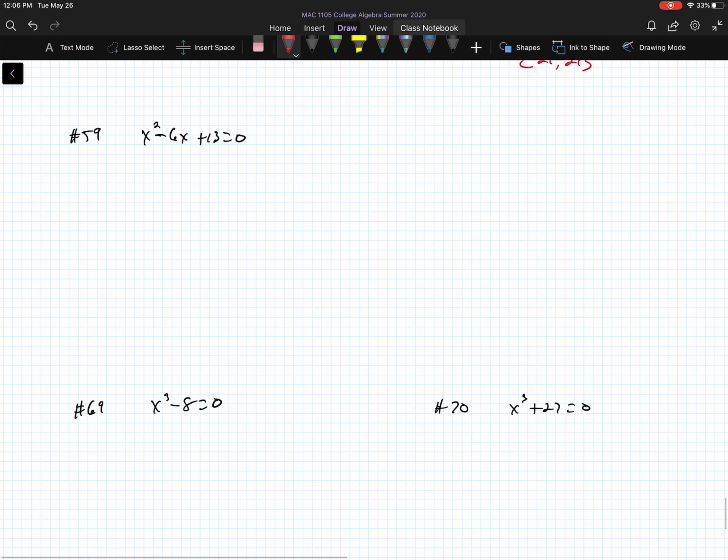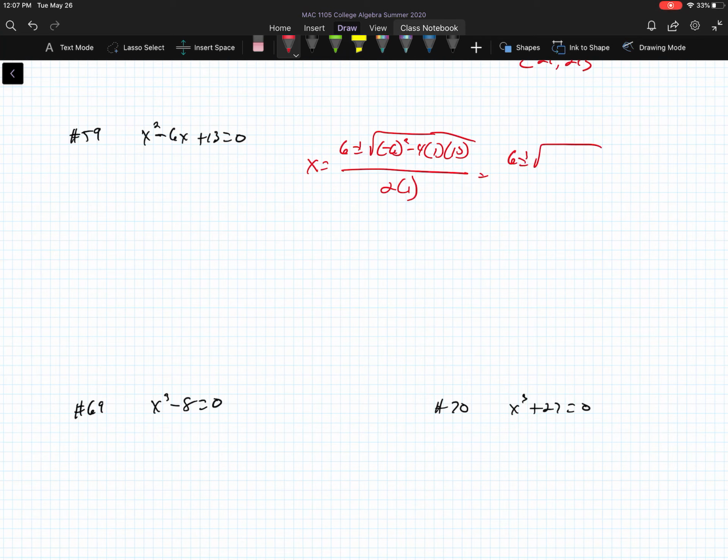Now, number 59, we're just going to go ahead and use the quadratic formula. So it's going to be 6 plus or minus the square root of negative 6 squared minus 4 times 1 times 13, all over 2 times 1. We have to clean this up a little bit. So this becomes 6 plus or minus the square root of 36 minus 52, over 2. 36 minus 52 is going to give me negative 16. So it's going to be the square root of negative 16 over 2.